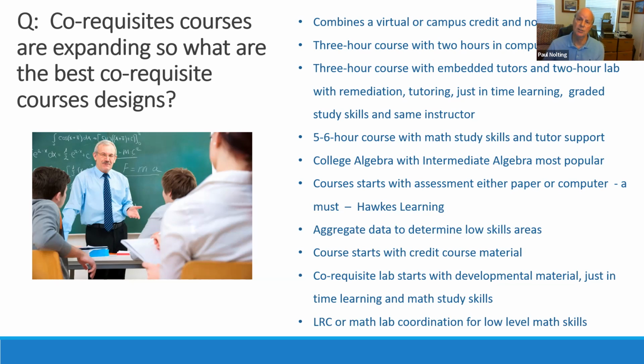And Hawks is a good system to do that. They aggregate the data. So if everybody can't do dual equations, then I know what to do. If everybody can't factor trinomials, I know what to do. Otherwise, I just guess. And what we do, we start with credit information, the credit course, and move on.